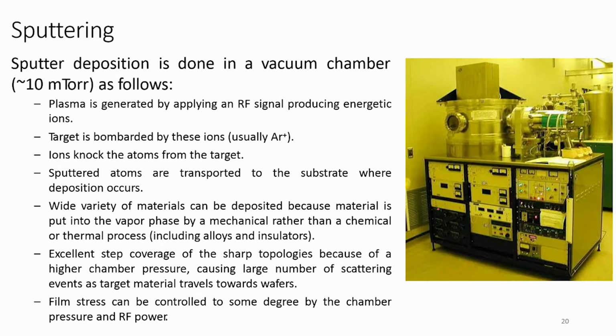So this is an actual system of a sputter unit. This is the chamber where the things happen. These are all the controls, which are electronic controls, and this is a vacuum system that will create a vacuum. So this is how the sputter system looks, and the plasma is generated by applying RF energy or an RF signal. The target is bombarded with argon ions. We already discussed this. The ion knocks the atoms out of the target. Sputtered atoms are transported to the substrate.